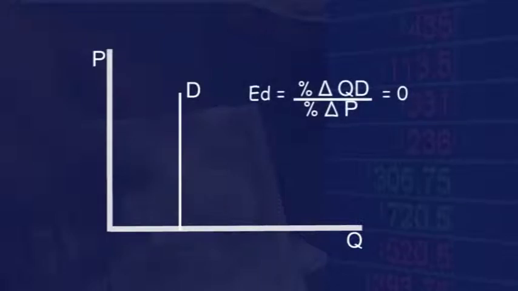It's equal to 0, because a perfectly inelastic demand curve is vertical. It means that the elasticity of demand, which is equal to the percentage change in quantity demanded divided by the percentage change in price, is equal to, in this case, 0. Why is that so? No matter what the price change is, there is no effect on the quantity demanded.